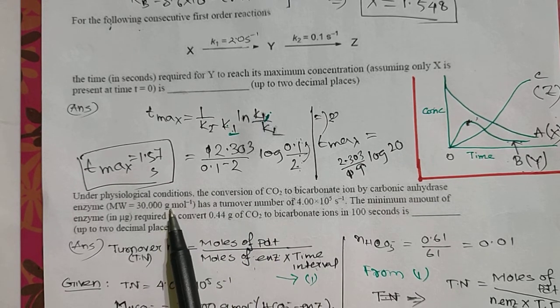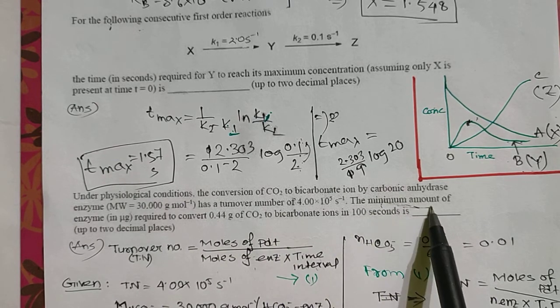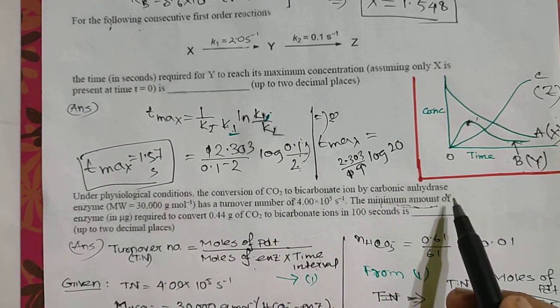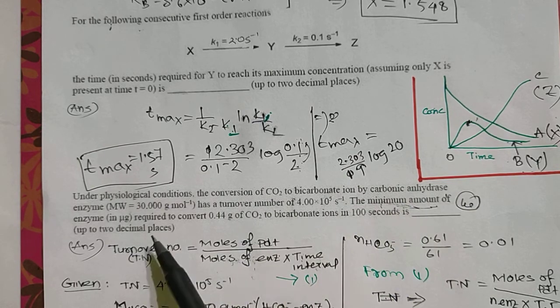So molecular weight means 30,000. And they wanted to know about the minimum amount of enzyme, that means let it be W. So moles of enzyme is W by 30,000, and moles of product we have to just calculate. So in place of moles of enzyme, we'll put W by 30,000, time interval is given, and just putting those values we will calculate that W, the minimum amount of the enzyme.